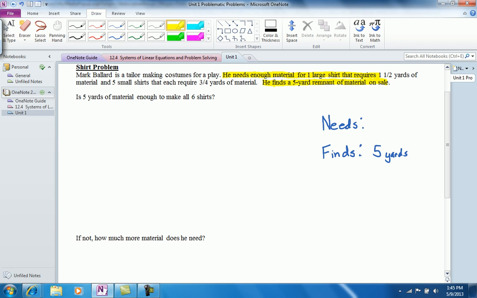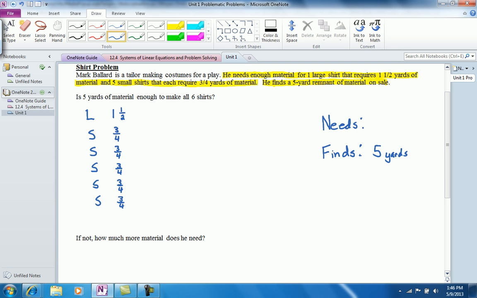We'll focus on this sentence here that said he needs one large shirt that requires 1 1/2 yards of material, and 5 small shirts that each require 3/4 yards of material. So let's see how much material that actually is. So I got 1 large and 1, 2, 3, 4, 5 smalls. Okay, the large is 1 1/2, and each of these smalls is 3/4. That's how much material is needed.